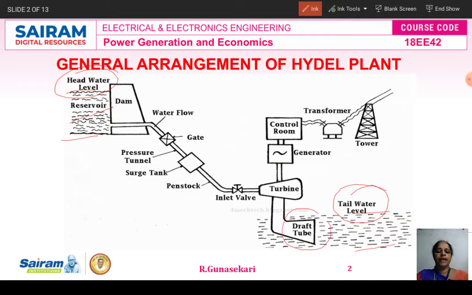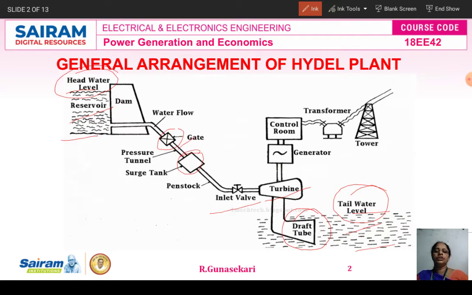This is the draft tube. What is the use of the draft tube? Through the draft tube only, the water comes from the turbine to the tail race. This is the inlet valve. This is the penstock. This is the surge tank. This is the gate. This is the pressure tunnel.